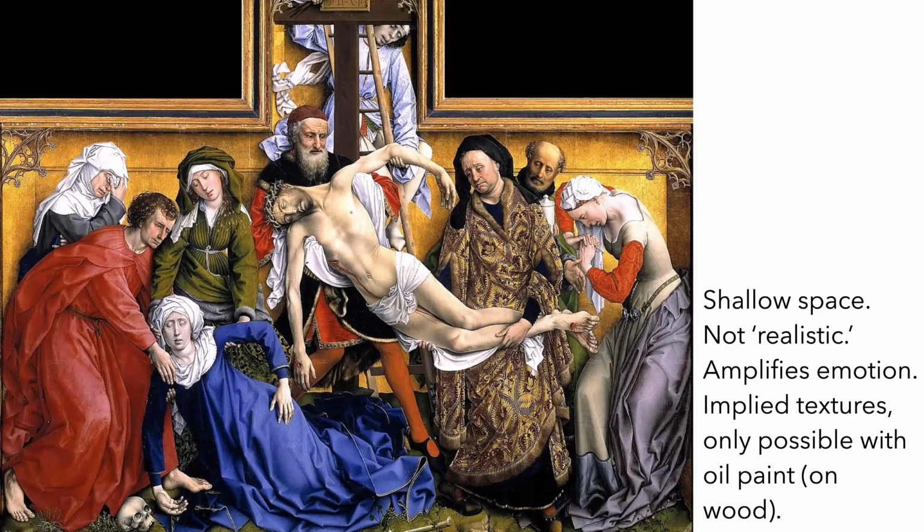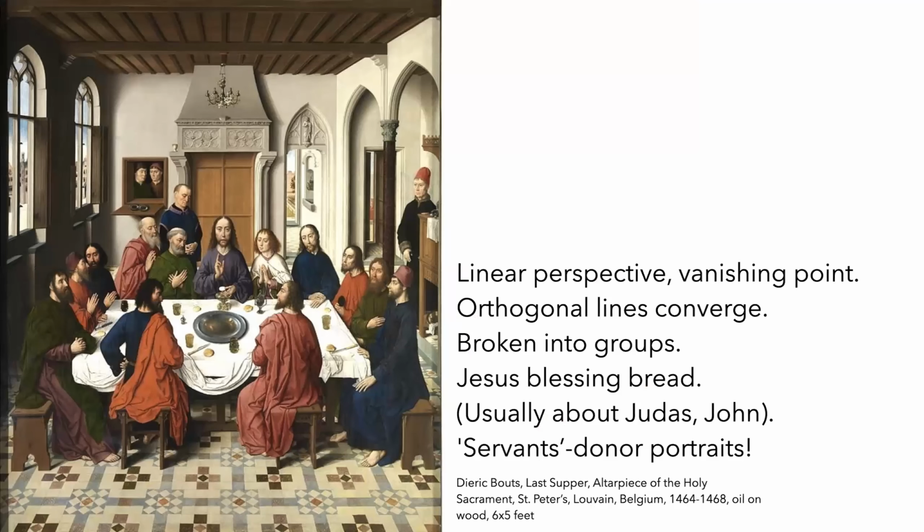Like Mary on the bottom there, she fell forward. It's a painting, but it would feel like she's falling right into where we are. So it amplifies the emotions. And then implied textures I talk about, only possible with oil paint to get these kind of implied textures. Here, painting on wood. So a few more as we wrap up this chapter.